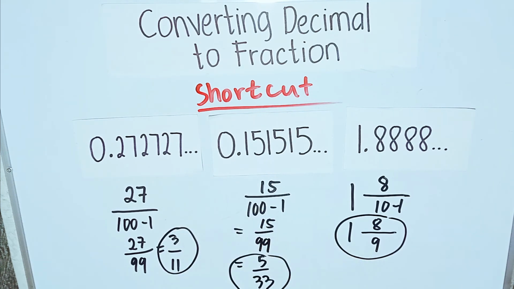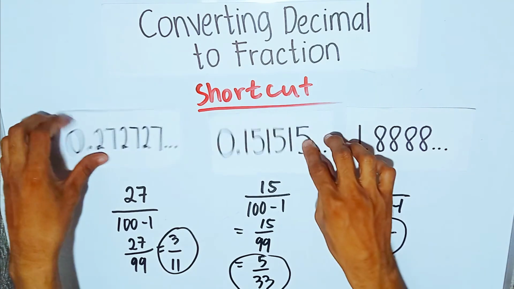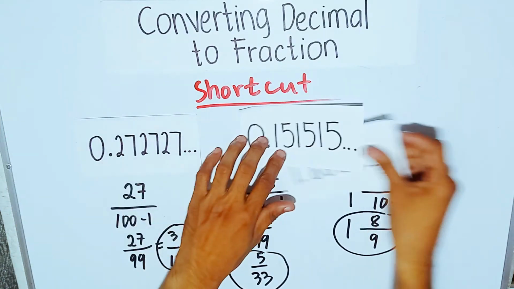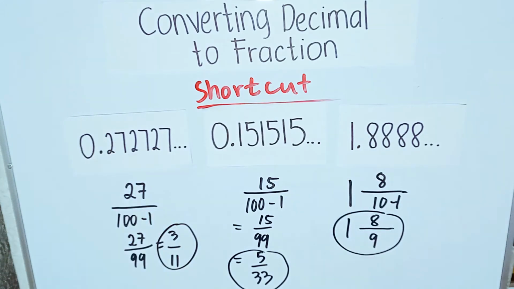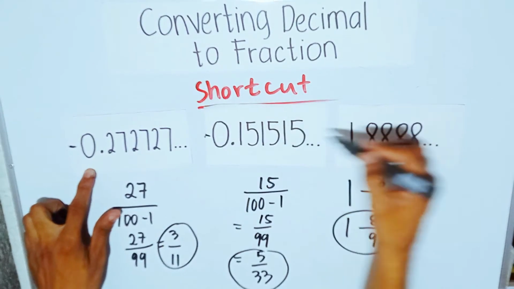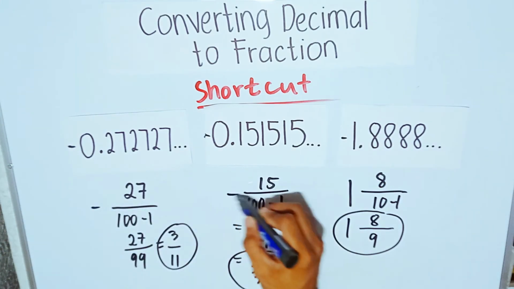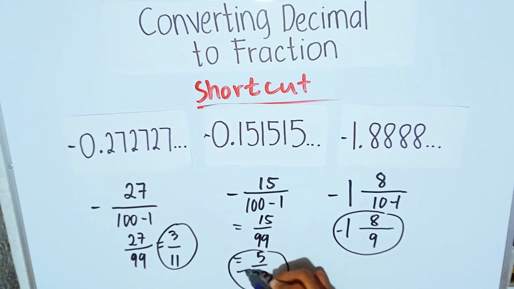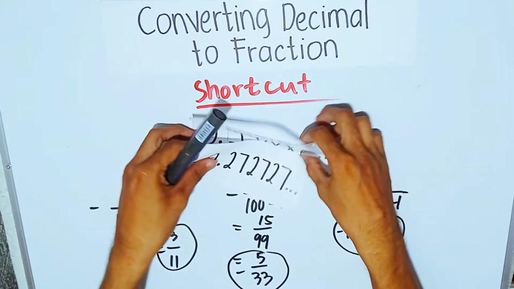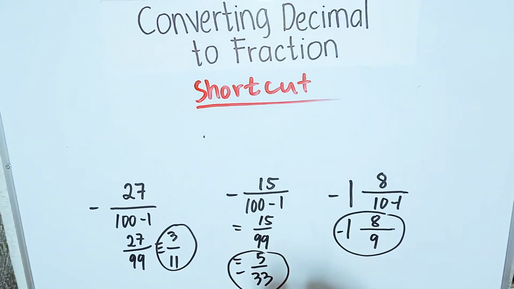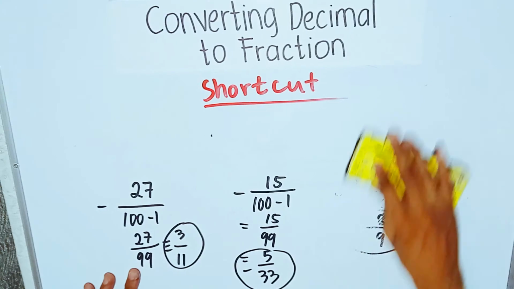Ganun lang kadali, class. Yung shortcut. Next. Okay, by the way, paano kung negative? Paano kung may negative na? Halimbawa, negative to, negative to, negative to. Madali lang yan, class. Lagay lang tayo ng negative dito sa result. Ganun lang po kadali pag may negative. Huwag tayong matakot sa negative numbers o sa sign na negative.